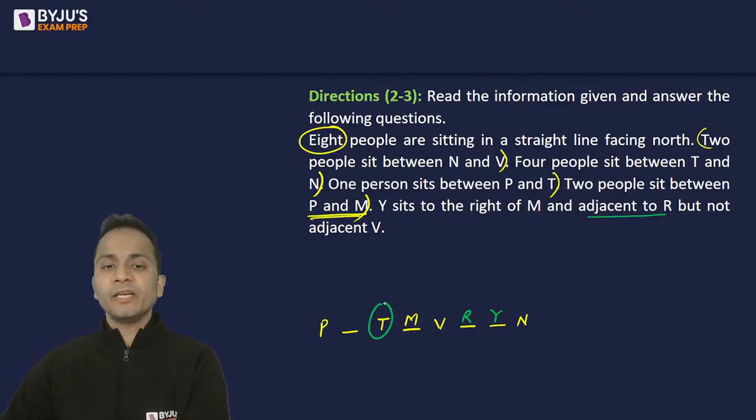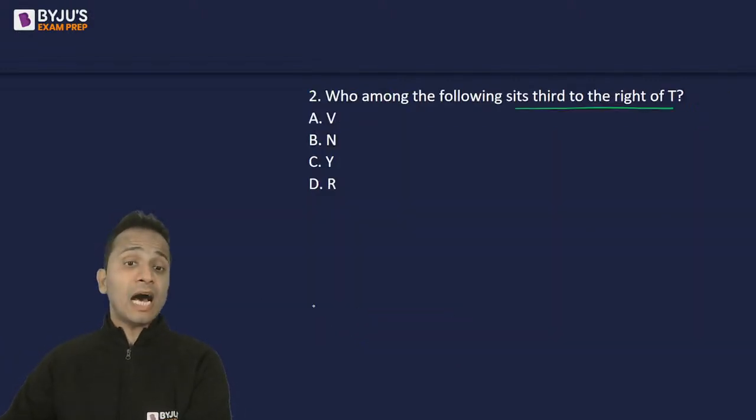So T is sitting here. One, two, three. Third to the right of P, it is R. So the correct answer will be option D. So question number 2, option D is the correct answer.